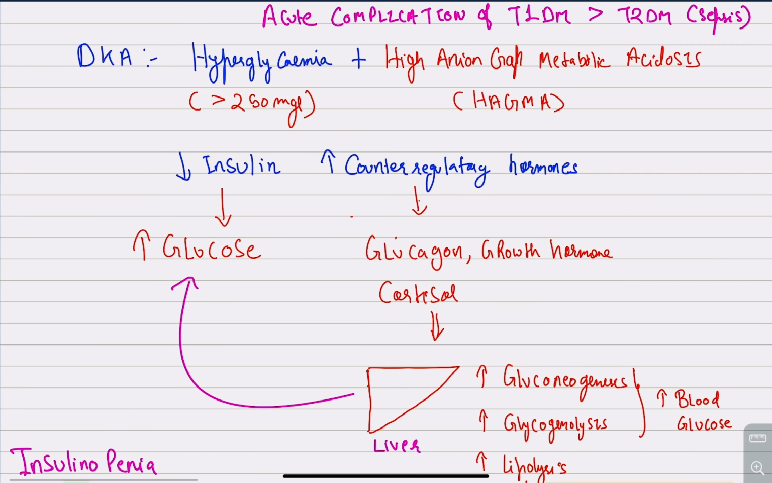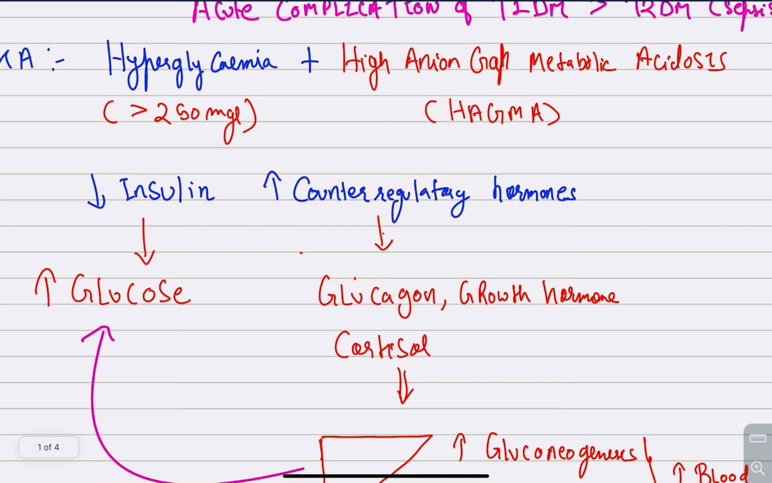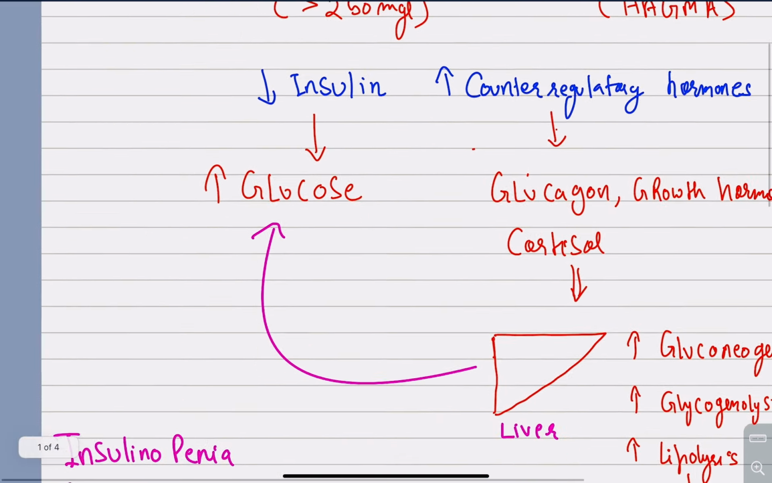First, we will check the patient's capillary blood glucose level, which will be above 250 mg per deciliter. And if we go for the ABG, we will see a high anion gap metabolic acidosis. This is a metabolic disorder, so there will be a high amount of H plus in the body, which will consume the HCO3 and cause high anion gap metabolic acidosis. Now, why high anion gap? We will learn this further.